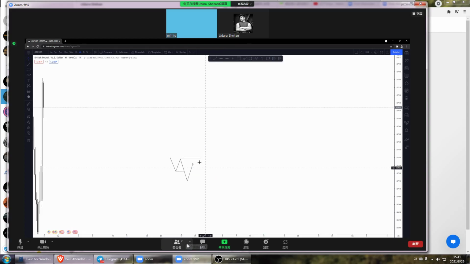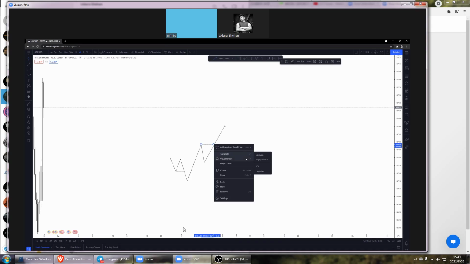And then this is the final example. Price can do something like this. We'll break structure and then come back down into the breaker and then go back up once again.